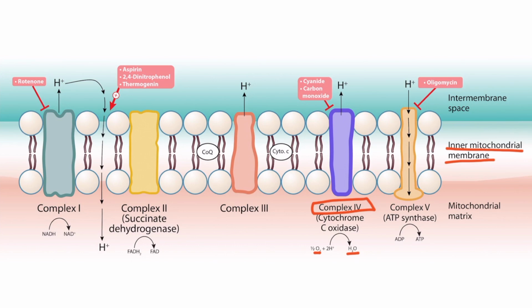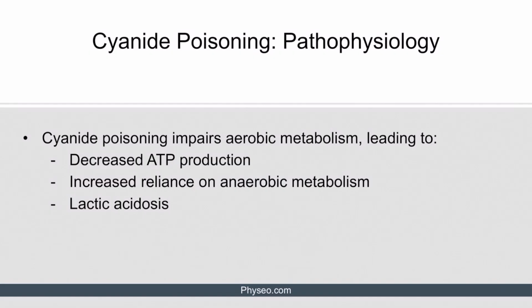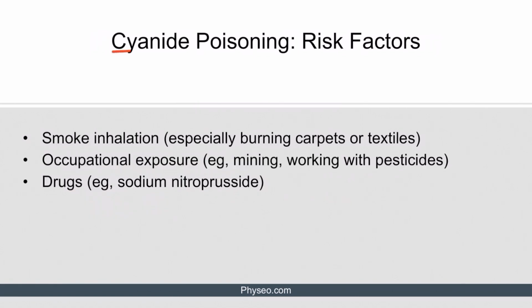If cyanide is introduced into the cell, however, it impairs the function of complex 4 and prevents oxygen's participation in the oxidative phosphorylation process. This, in turn, impairs aerobic metabolism, leading to decreased ATP production, increased reliance on anaerobic metabolism, and subsequent lactic acidosis. There are several notable risk factors for cyanide poisoning.